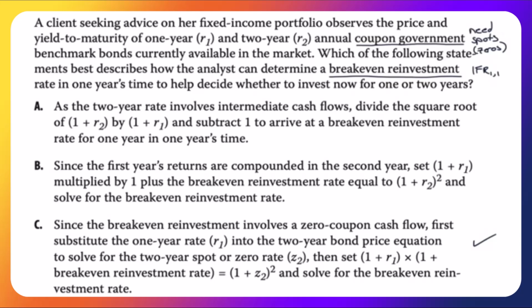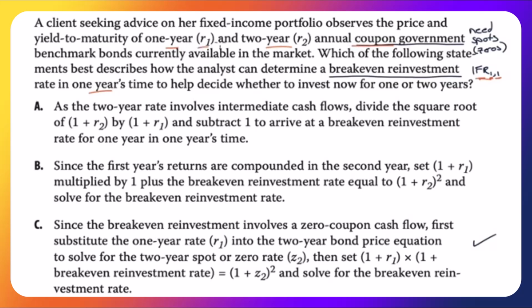Well, what are we looking for when we say a break-even reinvestment rate? We're looking for the implied forward rate. It says here in 1 year's time. So the implied forward rate in 1 year for 1 year. We also have annual coupon government benchmark bonds. We have a 1 year and a 2 year. We need spot rates to be able to calculate the implied forward rate, not yields to maturity.